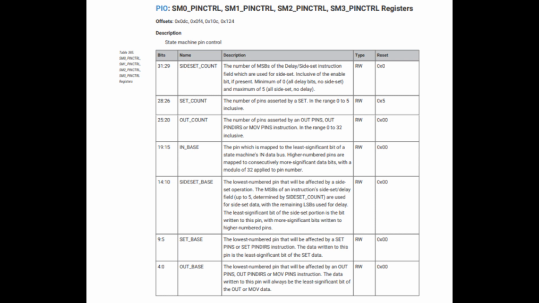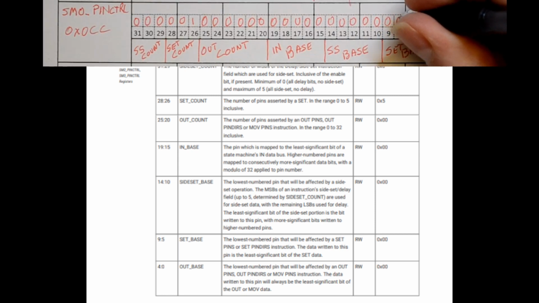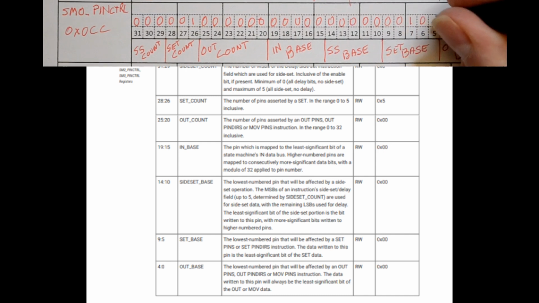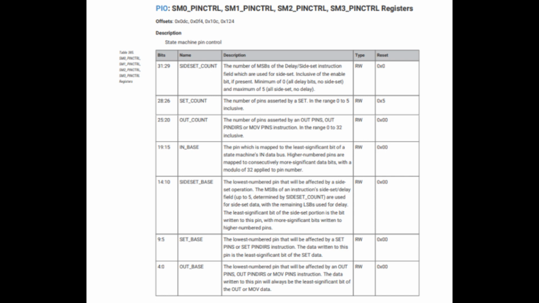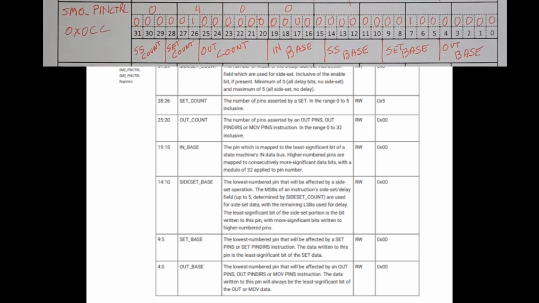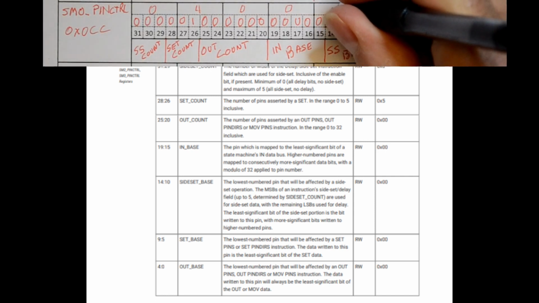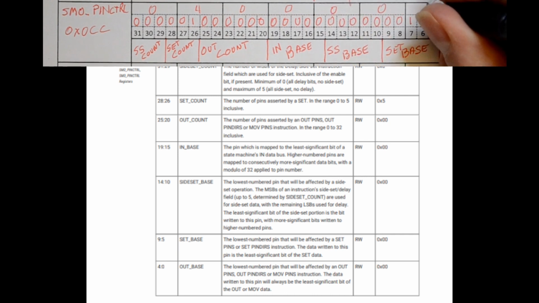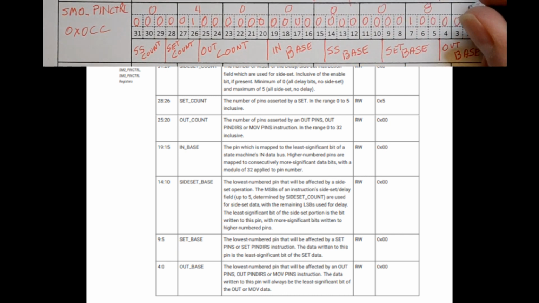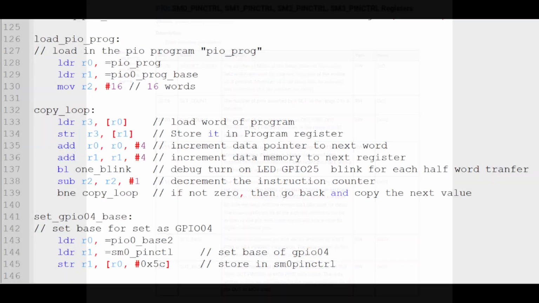That leaves a set pin base. Since I want to use GPIO04, I'll load 04 hex, which is 00100 binary, into bits 5 through 9. The resulting configuration word is 04000080 hex, which I'll assign to the SM0 pin control.